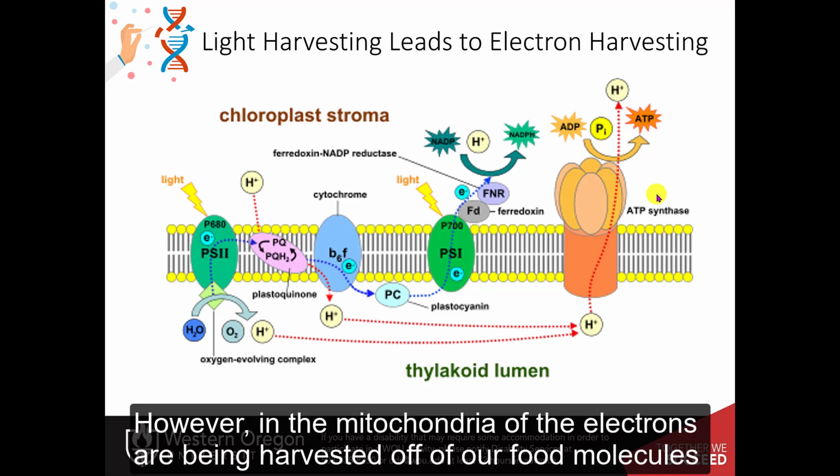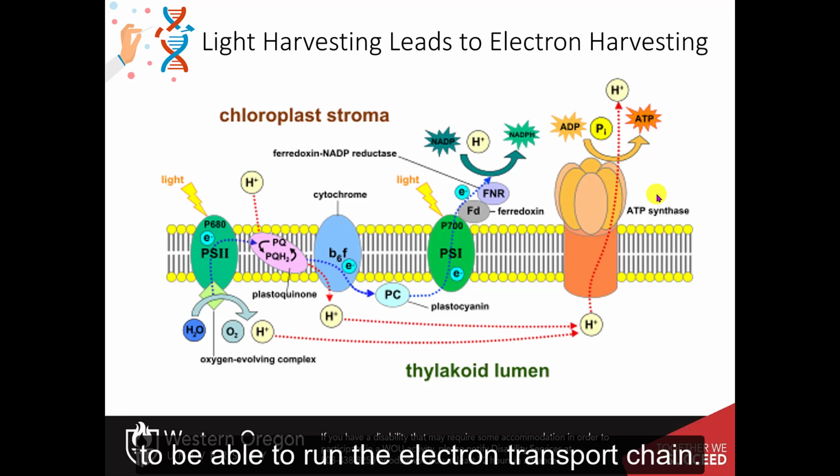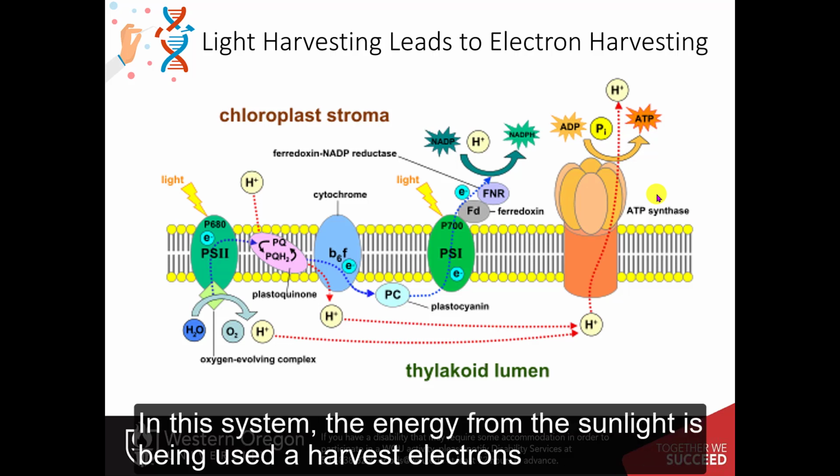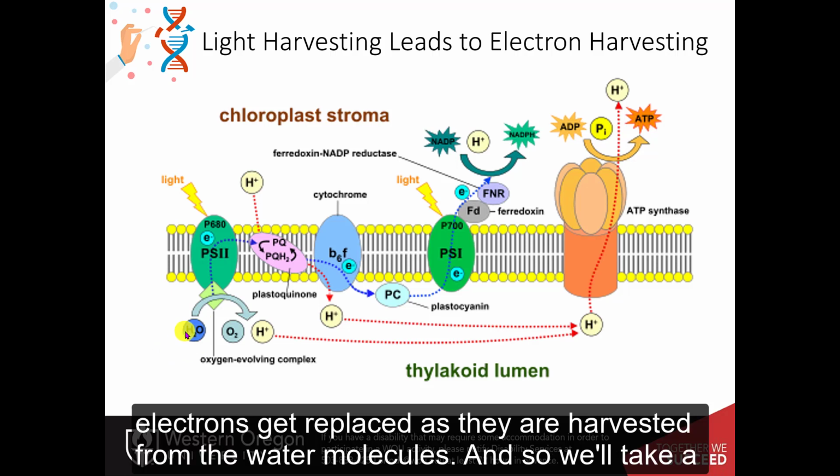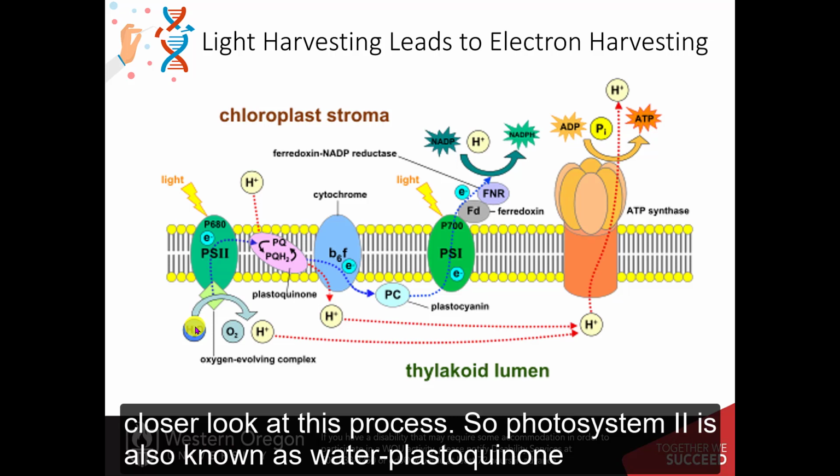However, in the mitochondria, the electrons are being harvested off of our food molecules to be able to run the electron transport chain. In this system, the energy from the sunlight is being used to harvest the electrons, and it's pulling the electrons directly from pigments inside photosystem 2, and then those electrons get replaced as they're harvested from the water molecules. And so we'll take a closer look at this process.